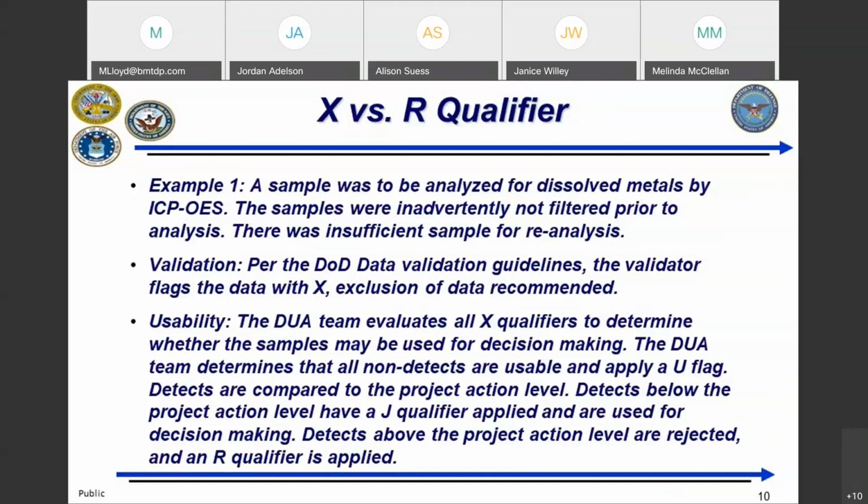And then they said, well, now the ones that had detects, what can we say about those? Well, let's look at our action level. If it's below our action level, then it probably would have been below our action level if it was just the dissolved anyway. But since we don't totally know for sure what that value would have been, we're going to use it, but we're going to change that X to a J qualifier. We're going to make that estimated. And if it's above the project action level, well, now we don't know whether if you had a dissolved instead of a totals, you would have had a detect that was maybe below your action level. So we're going to say we can't actually use that data. So we're going to flag that.